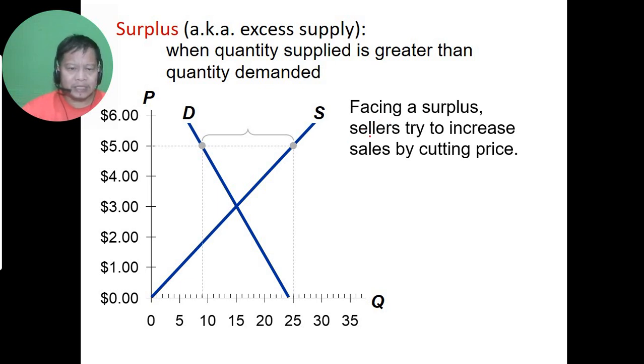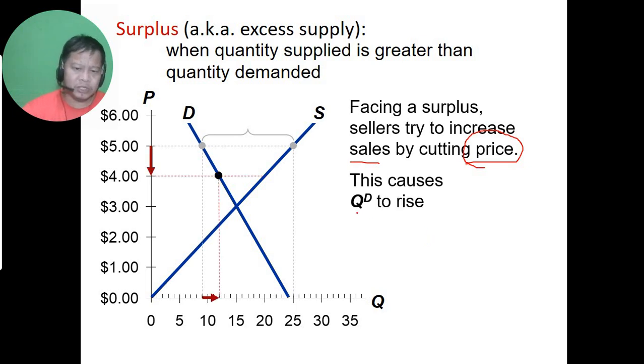Facing a surplus, sellers try to increase sales by cutting price. So aron mahalin, pababaan ang presyo ang mga supplier. So this causes the QD to rise. Okay, tungod kay iyang pababaan ang presyo gamay, from 5 to 4 na lang, taron ta malugi. So ang quantity demanded na pud, ang mga tao sige kini barato naman gamay palita.